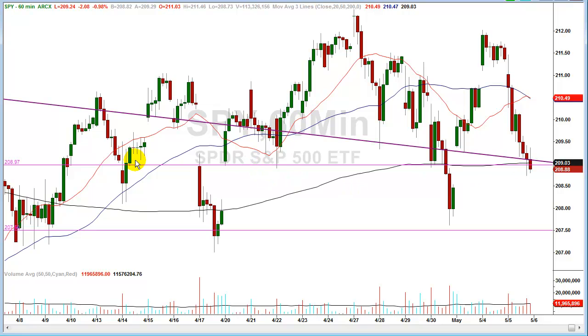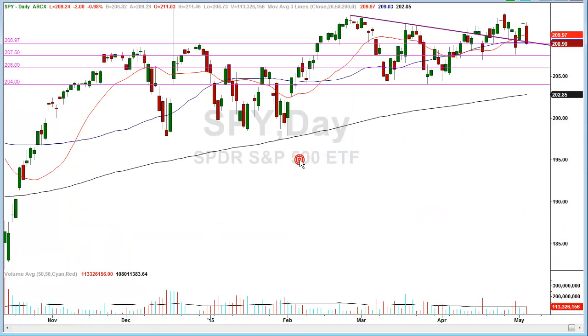We touched that line. Over here, that line was important. You could see where we had a slingshot above it, came down, came back to this line, and tested it again and again. We closed below it today, and we closed below it here too, but then we popped back up. We'll see what happens tomorrow, but there's another important line, this diagonally down-sloping trend line. Let me go back to the daily chart, and I'm going to explain that one.